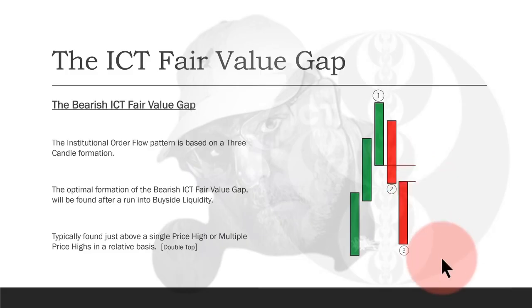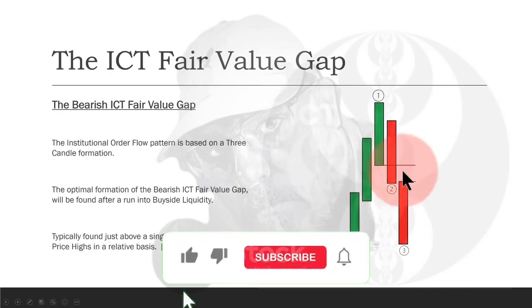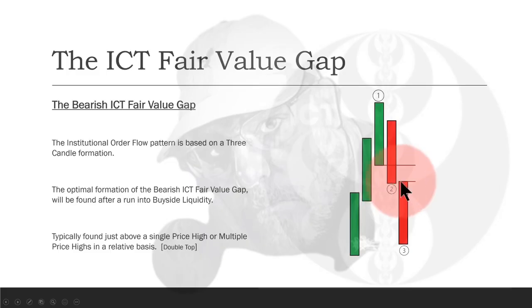Optimal formations of the bearish ICT fair value gap will be found after a run into buy-side liquidity. So it's not a matter of going into charts and looking for this little gap all the time. This model I'm teaching you on this YouTube channel is meant for you to look for periods where price runs above an old high. Then it breaks down, and then you look for this pattern. This is what it looks like. You're not looking at anything prior to this candle. Has absolutely nothing to do with anything except for the fact that we traded above an old high. That's a very simple logic, isn't it?